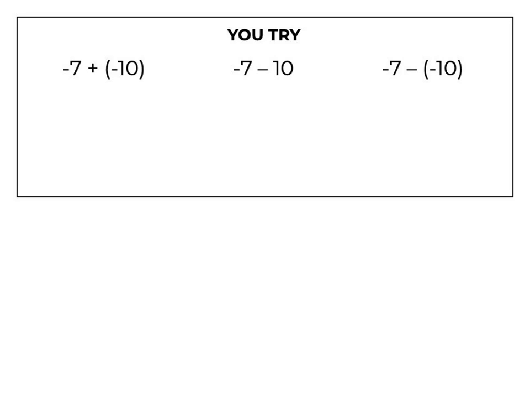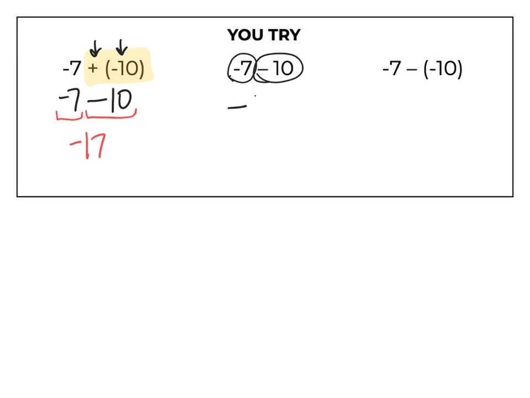Do we have a double sign? Yes, that plus and negative. Now the -7 just gets brought down, but adding negatives is the same as subtracting positives. And since I'm subtracting 7 and subtracting 10, I'm subtracting 17 altogether. My second problem, I don't have any double signs. So I just have a -7 and a -10, so I'm taking away 17 altogether.